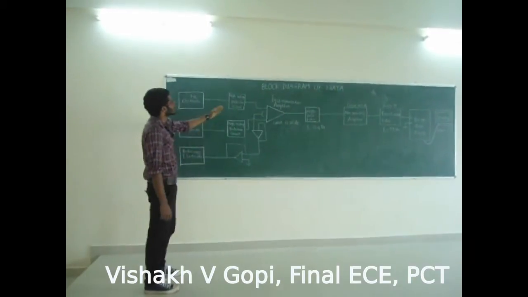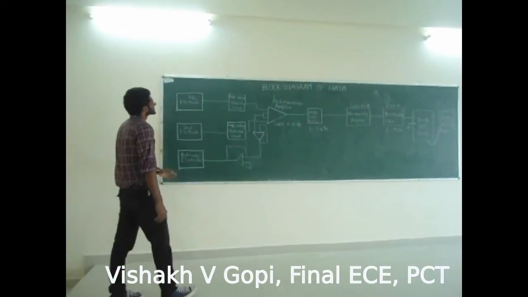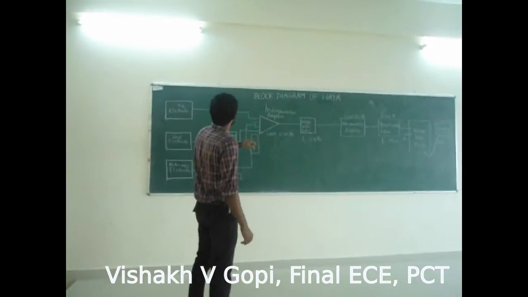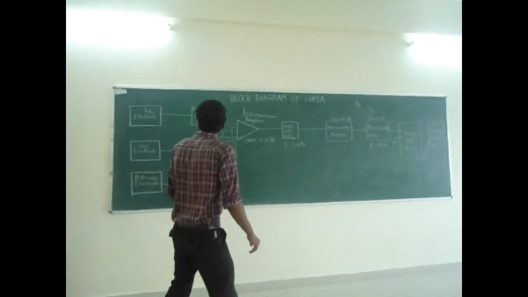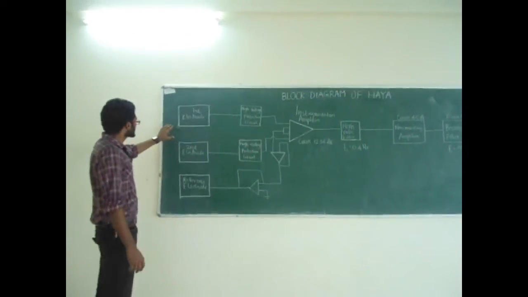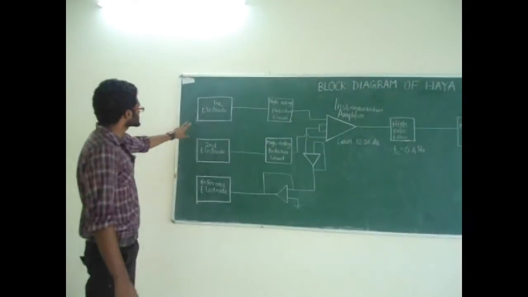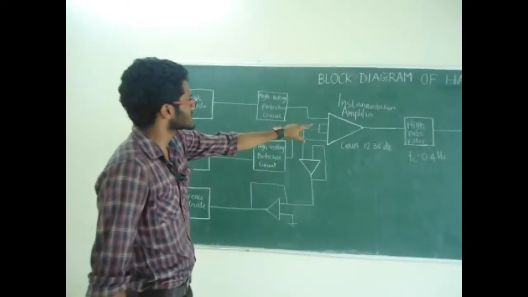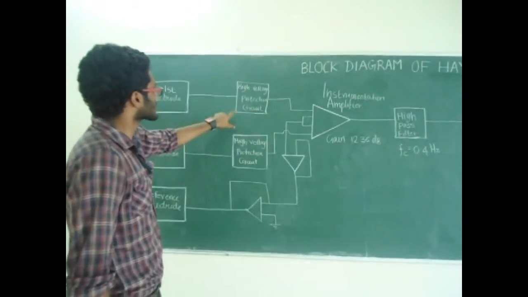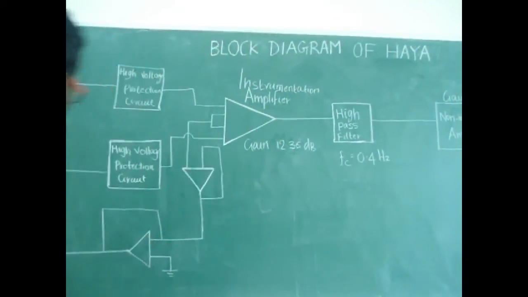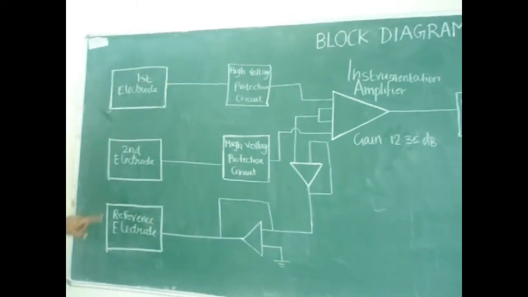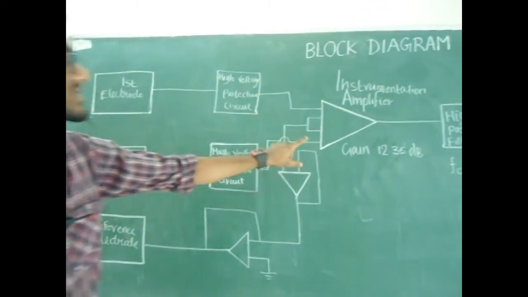This is the block diagram of HAYA. It consists of two units. The first unit is the amplifier unit and the other is the processing unit. The input consists of 3 electrodes. The first 2 electrodes are connected to the instrumentation amplifier with a high voltage protection circuit and a gain of 12.36. Then the third electrode is the reference electrode. It is also connected to the instrumentation amplifier.